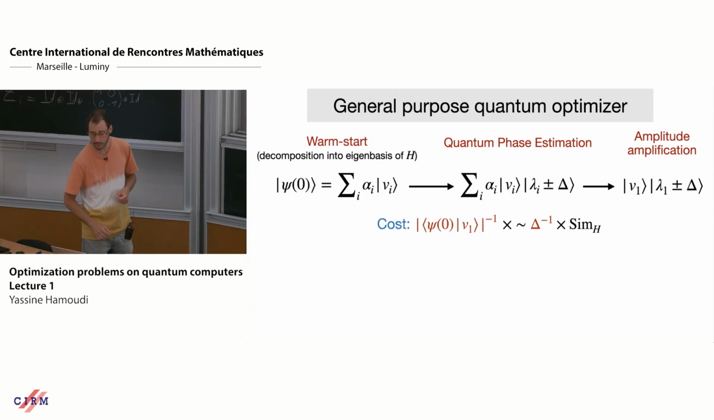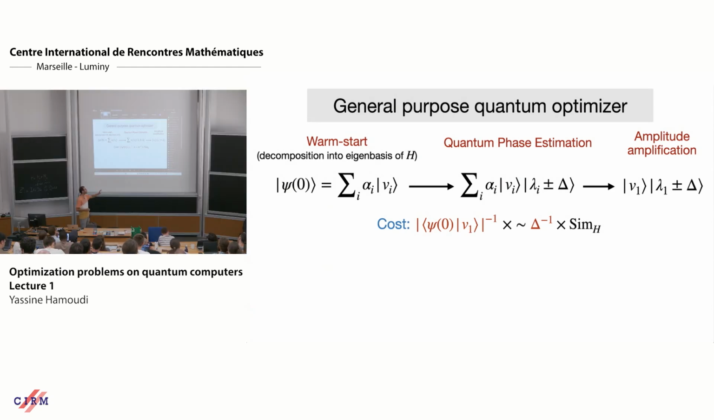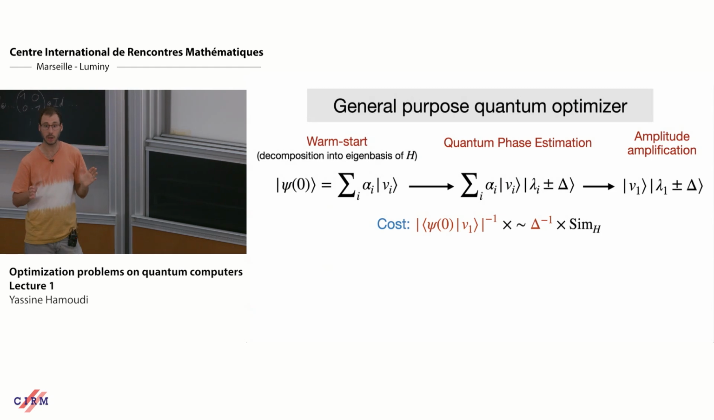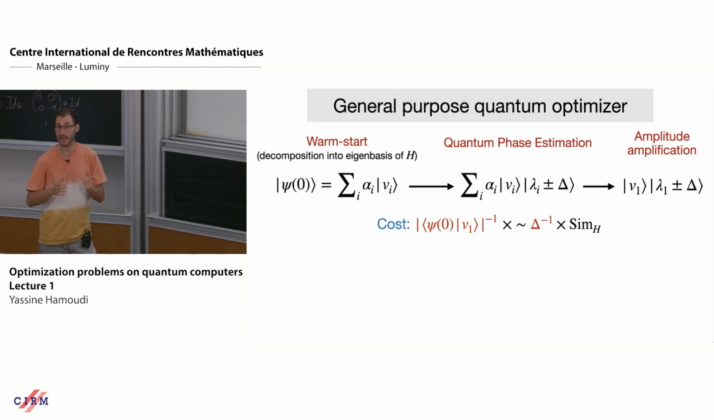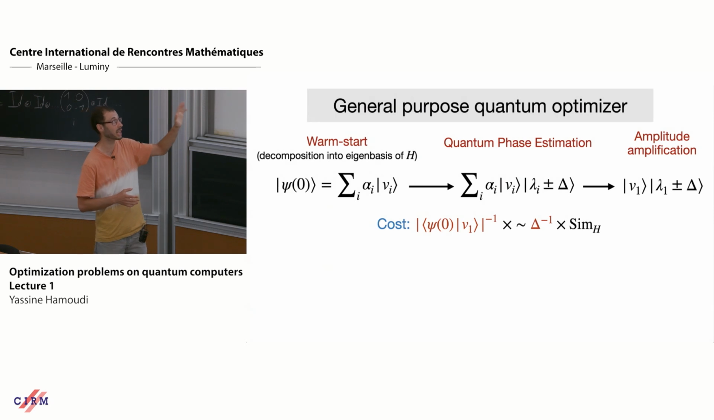So what is the cost of this algorithm? Well, on the right there is the cost of performing phase estimation, and on the left there is the cost of how close the warm start is from the actual ground state. In the best case, the warm start is exactly equal to V1, so the overlap is 1, and you just have to check that it is indeed the ground state by doing phase estimation.